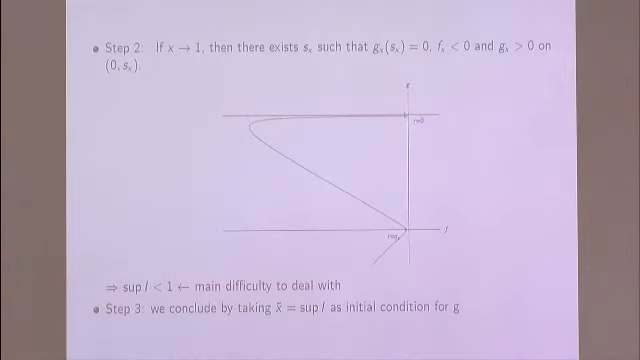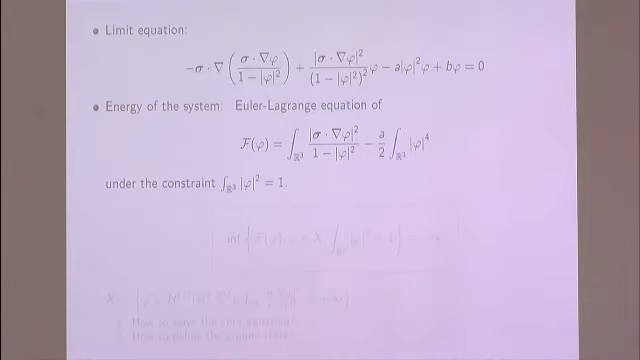In fact, once we prove that the supremum of I is smaller than 1, we can conclude by taking this quantity as initial condition for the solution. In this way, we proved the existence of a spherically symmetric solution of the nuclear physics non-relativistic limit. Then, what about the solution in the general three-dimensional case?